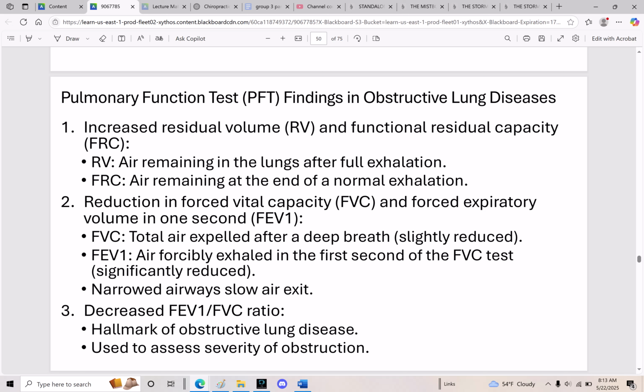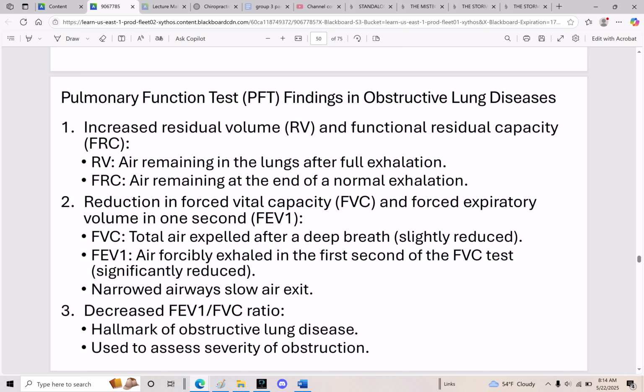Reduction in the forced vital capacity. So your FVC is going to be reduced, and the FEV1 is going to be decreased also. So the total air expelled after a deep breath is going to be slightly reduced, and the amount of air that you breathe out in 1 second is going to be decreased. Okay? And then we're going to measure the ratio, number 3.